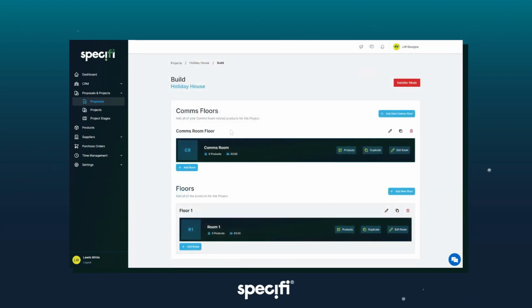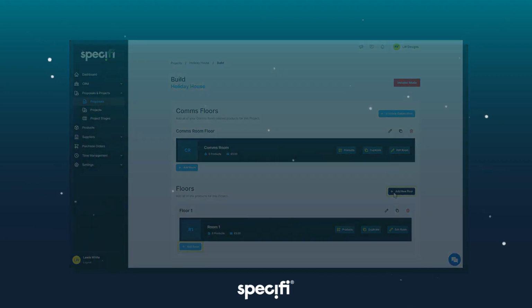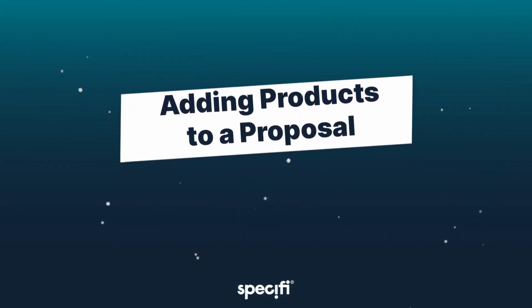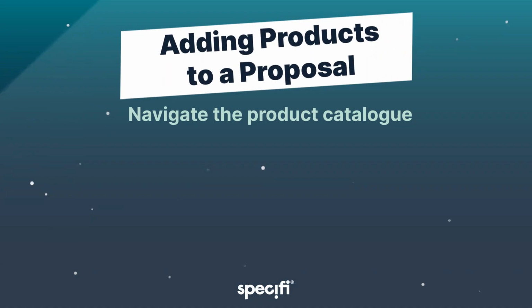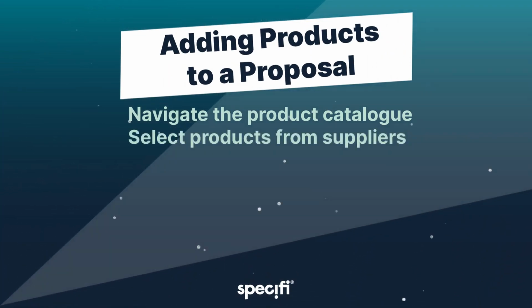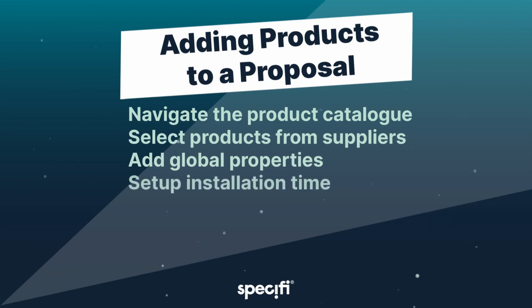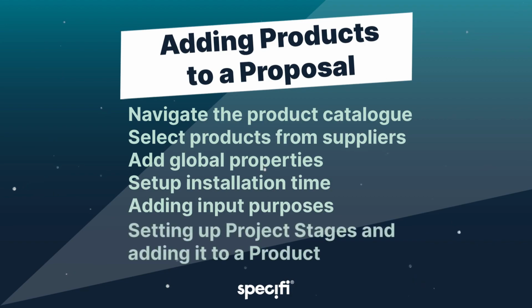The previous video in this demo series explained how to create and set up a proposal, including creating rooms and floors. In this video, I'll be showing you how to add products to your proposals, including how to navigate the product catalog, select products from suppliers, add global properties, set up installation time, add input purposes, and finally, set up project stages and add them to a product.